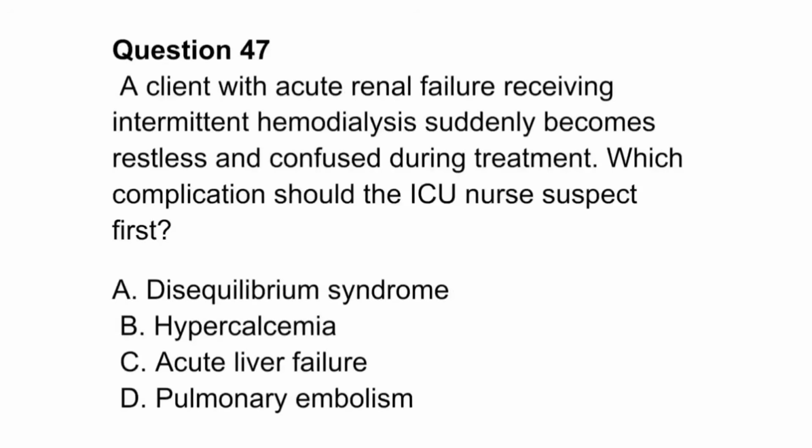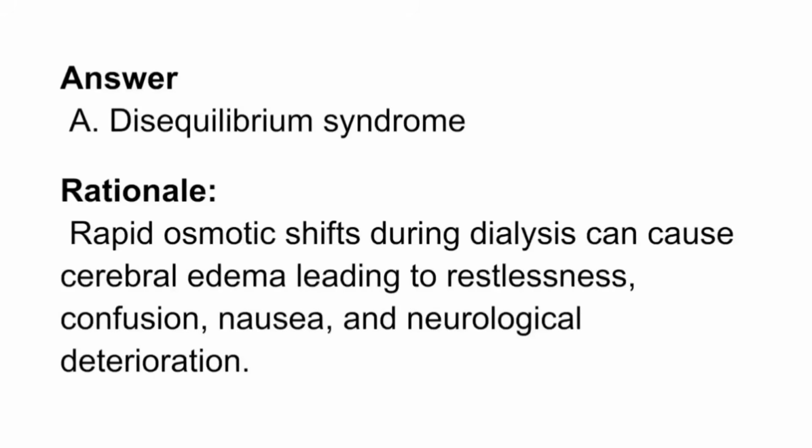Question 47. A client with acute renal failure receiving intermittent hemodialysis suddenly becomes restless and confused during treatment. Which complication should the ICU nurse suspect first? A. Disequilibrium syndrome. B. Hypercalcemia. C. Acute liver failure. D. Pulmonary embolism. Answer: A. Disequilibrium syndrome. Rationale: rapid osmotic shifts during dialysis can cause cerebral edema, leading to restlessness, confusion, nausea, and neurological deterioration.